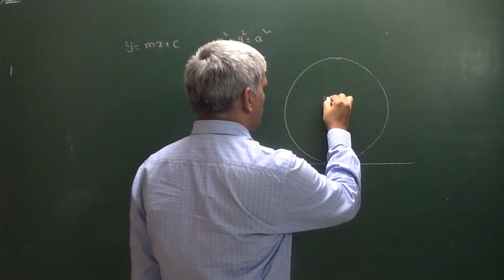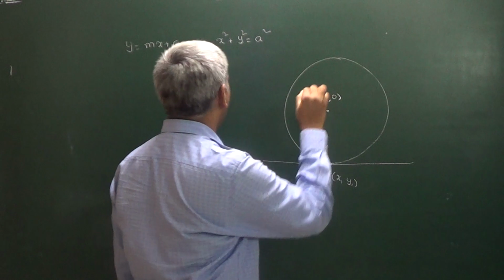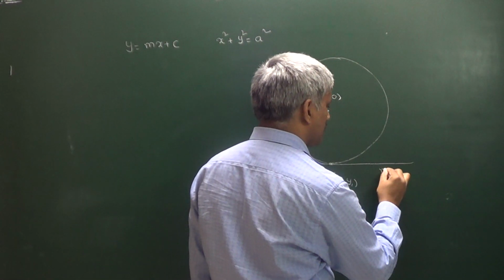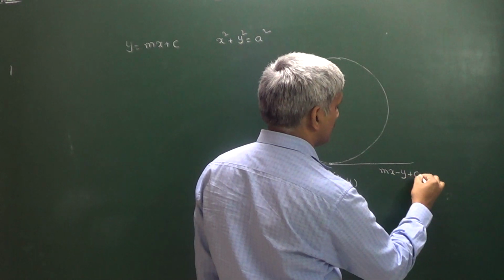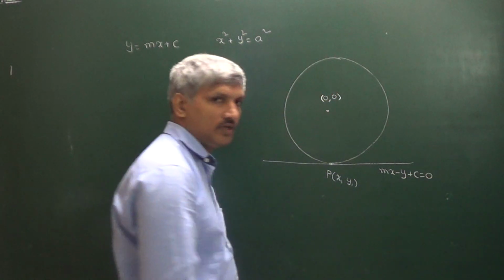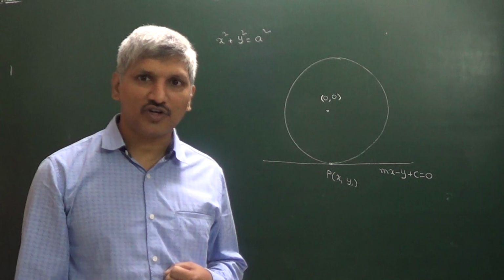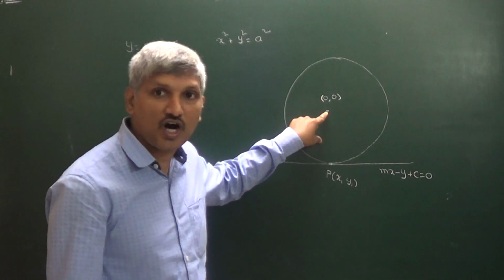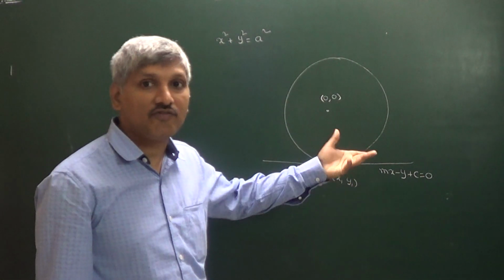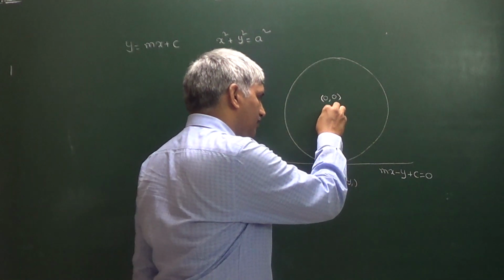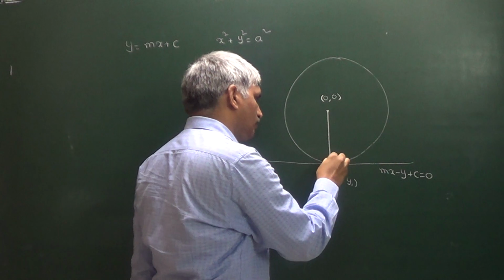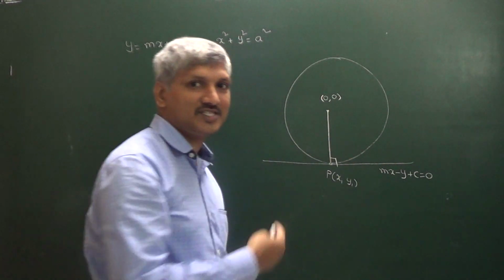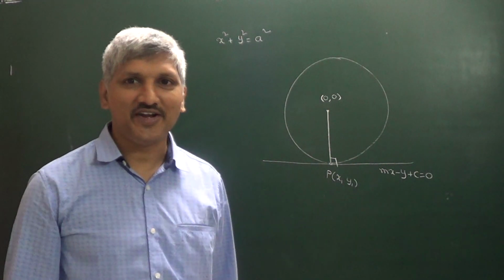So one way we can do it: this point is (0, 0) and this line equation is mx minus y plus c is equal to 0, right? You know how to find the foot of the perpendicular from (0, 0) onto this line. This foot of the perpendicular is nothing but the required point (x1, y1).